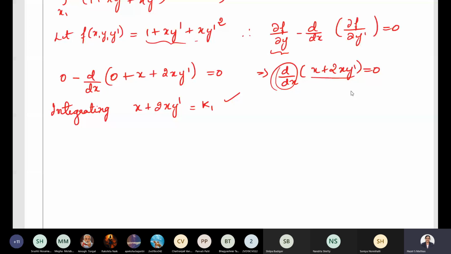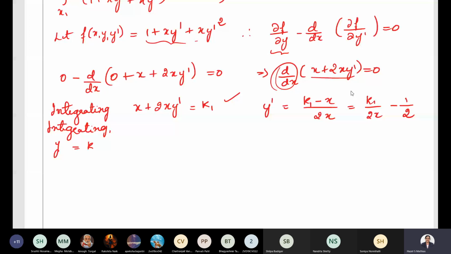Now from this, what is the value of y dash? It is k1 minus x divided by 2x, correct? And what you can do here is split this into k1 divided by 2x minus x by 2x, which is 1 divided by 2. Now from y dash we need to find y. For that we integrate it again. So y is equal to k1 divided by 2 into integration of 1 by x into dx, minus integration of half into dx, plus the integrating constant, let's take this as c2.